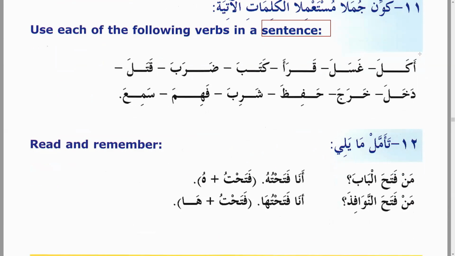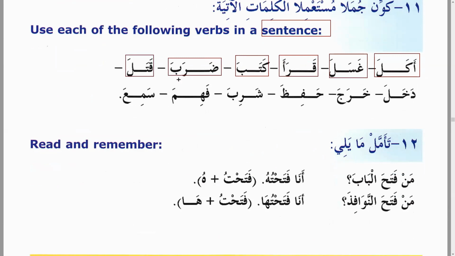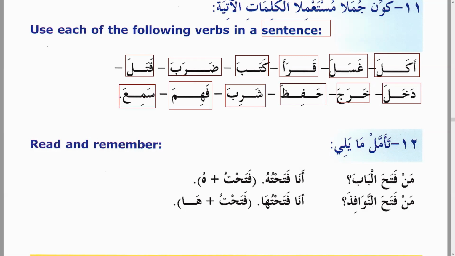Akala, he ate. Ghasala, he washed. Qara'a, he read. Kataba, he wrote. Daraba, he hit. Qatala, he killed. All the meanings are he. Dakhala, he entered. Kharaja, he left or came out. Hafidha, he memorized. Shariba, he drank. Fahima, he understood. Sami'a, he listened, he heard. That's how it is.